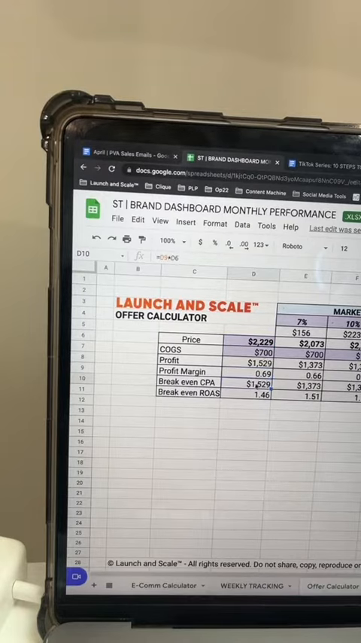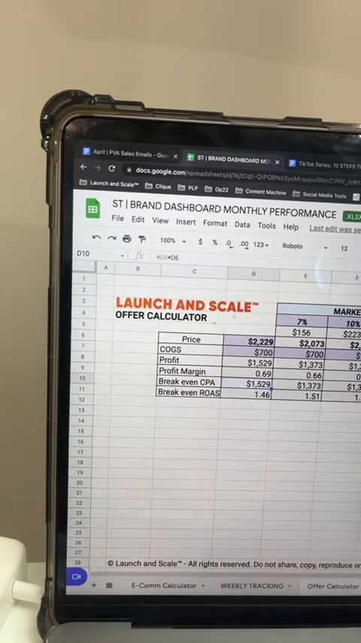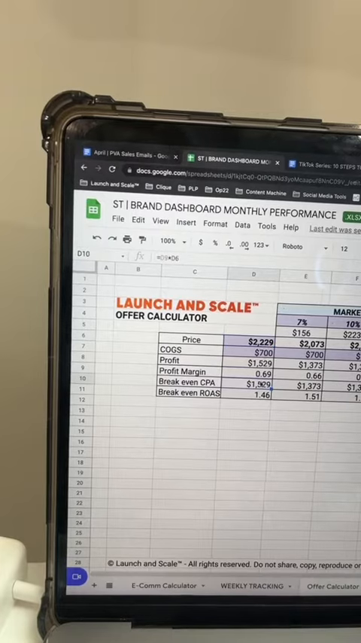Then we get into what your break-even CPA is. So I like to break down all of these before we get to break-even CPA because they will kind of count toward each other. So your profit margin with your CPA is going to be, you take your profit margin divided by your price, and that is how you get your break-even CPA. Cool, so now you know the maximum amount you can afford to pay for a customer before you start to lose money using paid Facebook ads.